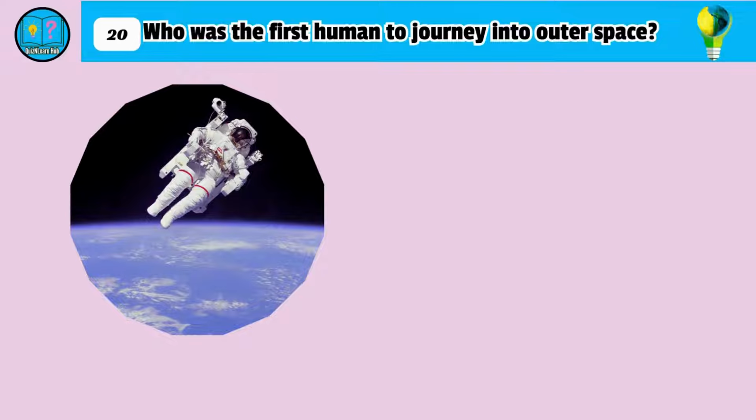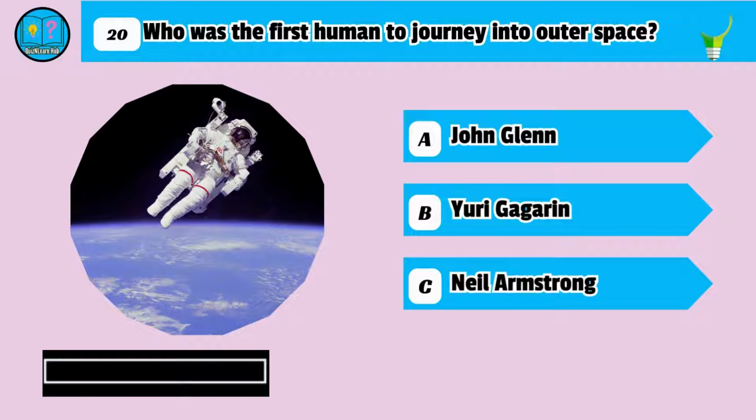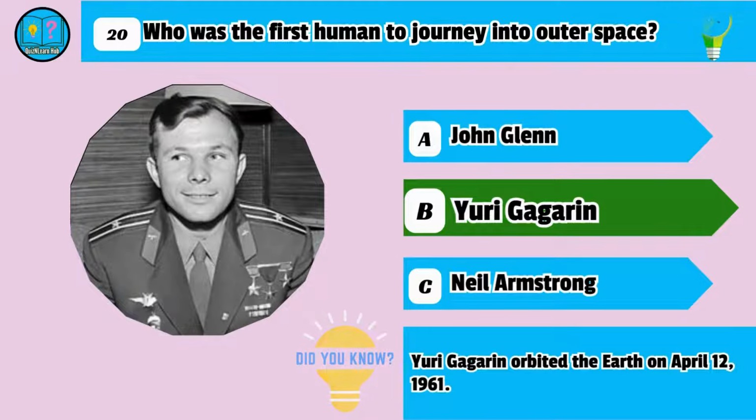20. Who was the first human to journey into outer space? John Glenn, Yuri Gagarin, Neil Armstrong. Yuri Gagarin orbited the Earth on April 12, 1961.